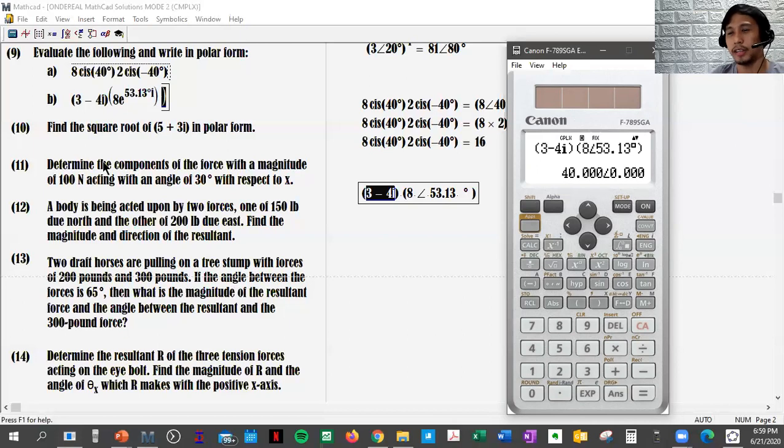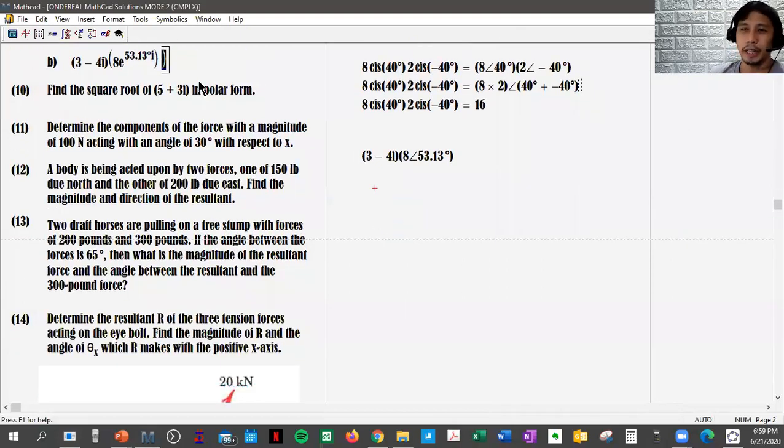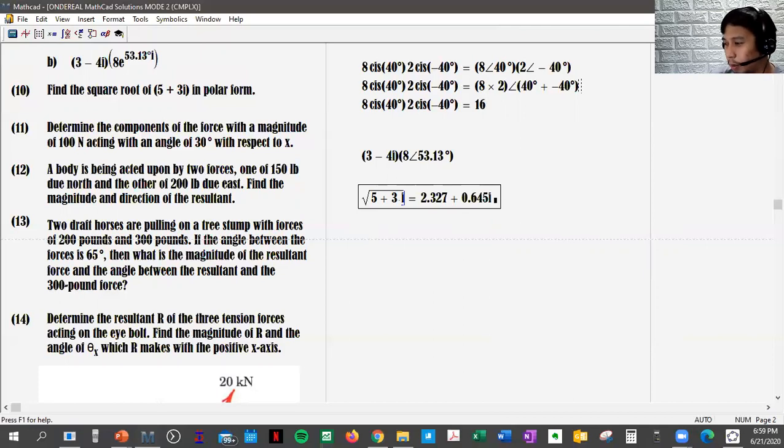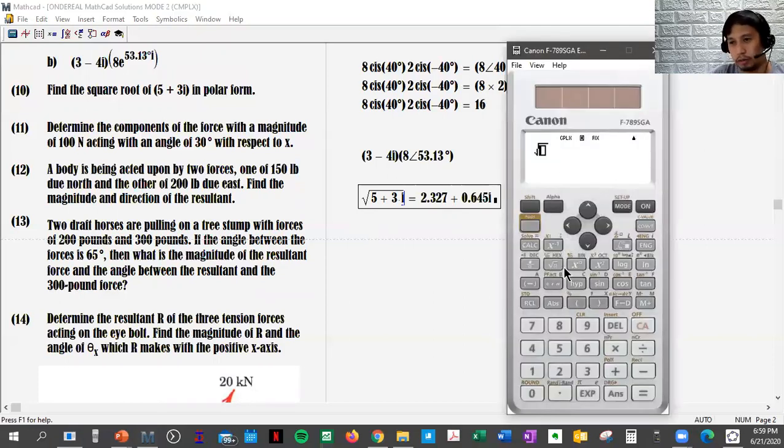Kanina. So ganun yan. Now, number 10, find the square root of 5 plus 3i. Okay. So if we are to evaluate that here in my MathCAD, we can get this. But how about in the calculator? 5 plus 3i. It's math error. Well, why is that? It's because the calculator cannot solve the square root of a complex number.